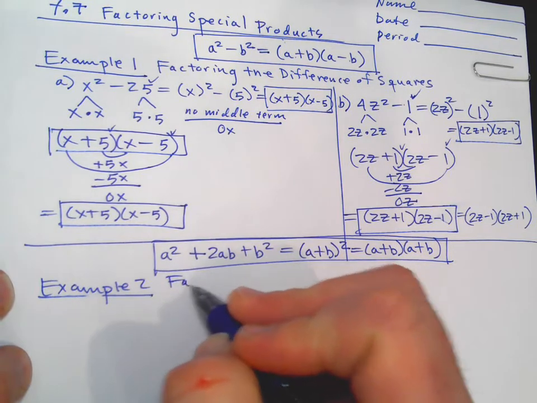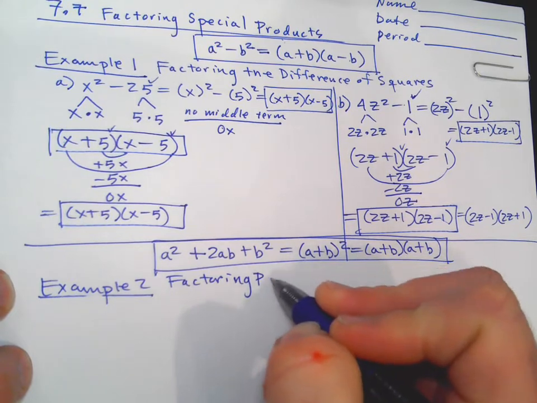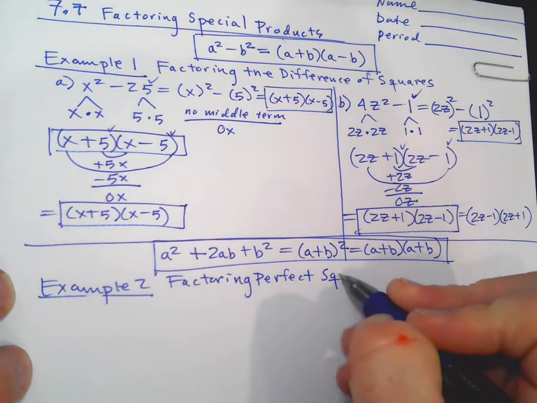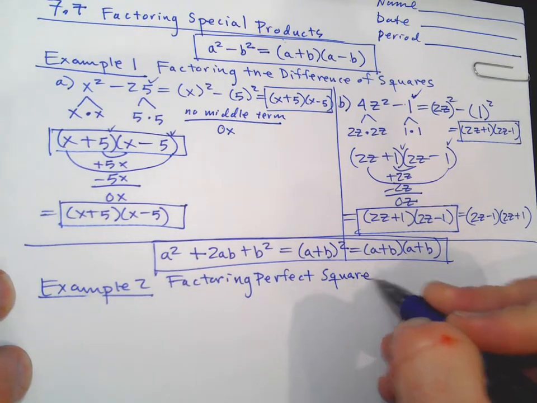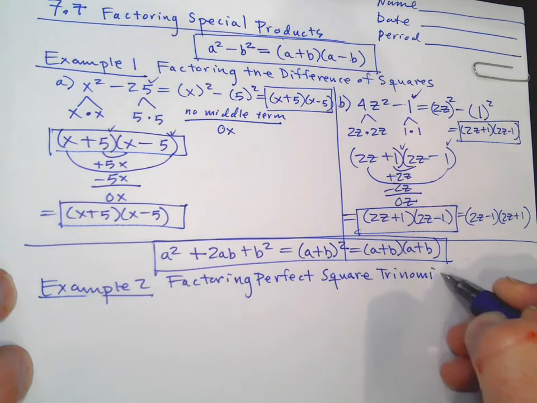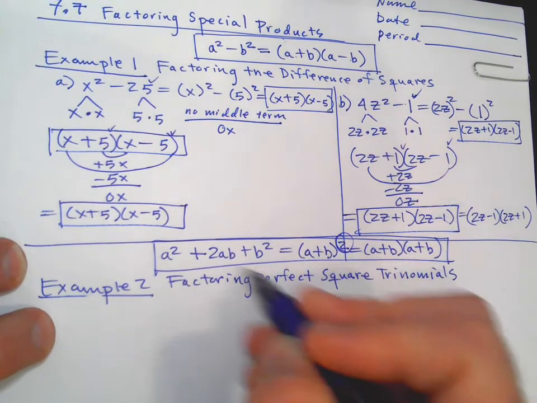So now this is called factoring perfect square trinomials. Okay, perfect square trinomials. A square is when things are being squared and we're getting a trinomial.